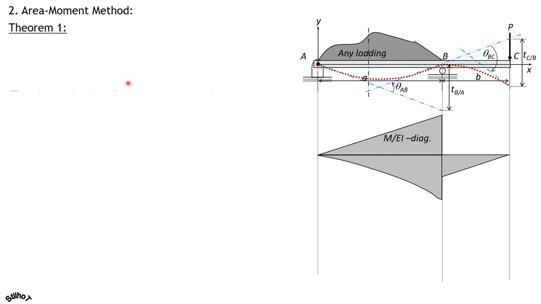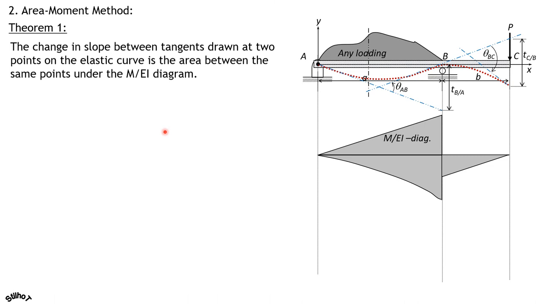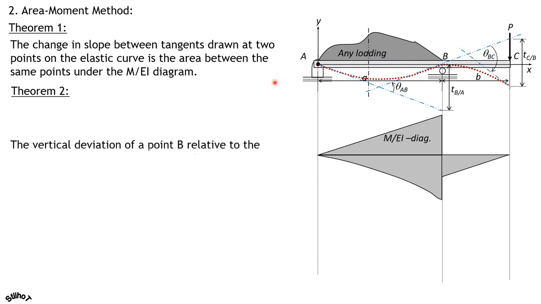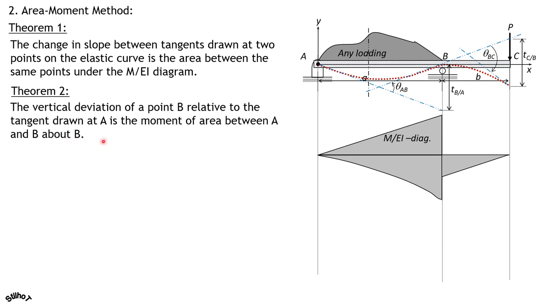negative. So by theorem 1, the change in slope between tangents drawn at 2 points on the elastic curve is the area between the same points under the M over EI diagram, positive if it rotates counterclockwise. So in this case, the vertical deviation of point B relative to the tangent drawn at A is the moment of area between A and B about point B. So the vertical deviation of B relative to A is expected positive.